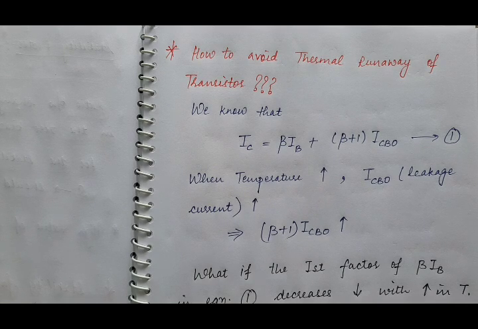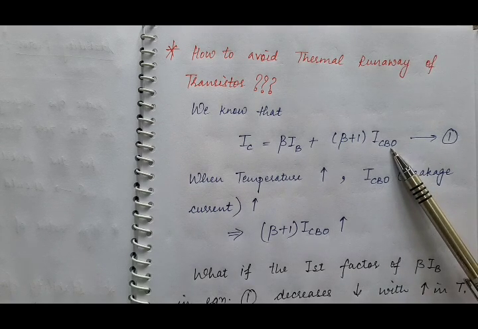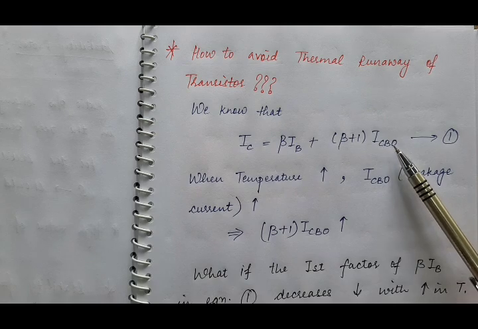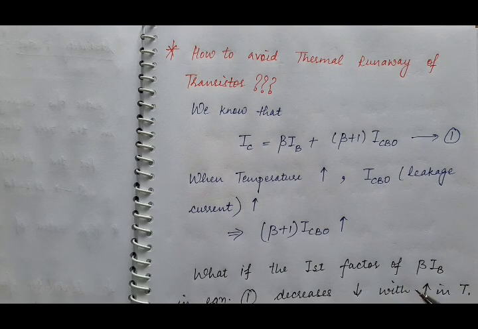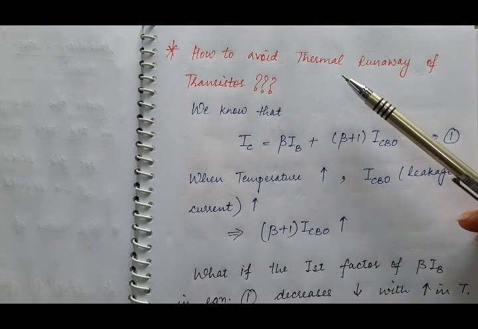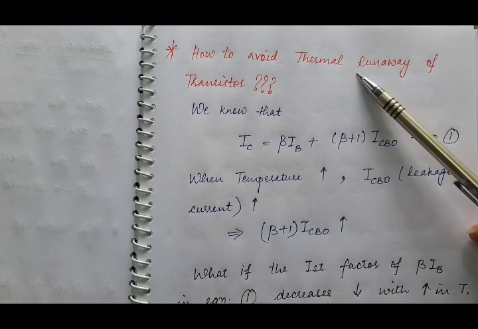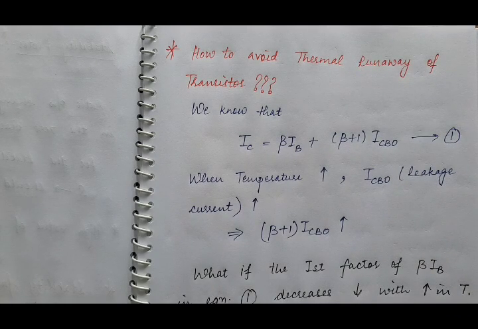which will further increase the number of minority carriers flowing across the junction, which will further increase the leakage current, and this further increase in leakage current will further increase the collector current, which will further increase the temperature. So in this way, this cumulative effect will burn out the transistor, and this condition is known as thermal runaway of the transistor. So how can we avoid this situation of thermal runaway of a transistor? Practically, what we have to control is the increase in the collector current.